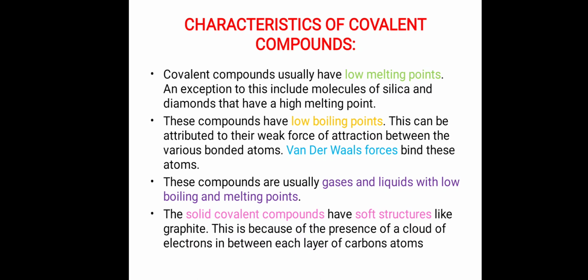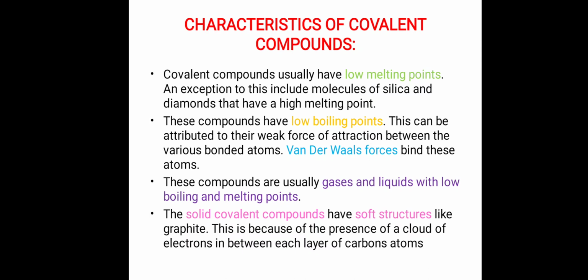These compounds have low melting points, which can be attributed to their weak van der Waals forces. Then the third one: these compounds are usually gases and liquids with low boiling and melting points. Usually covalent compounds have low melting and boiling points. The solid covalent compounds have a soft structure like graphite.